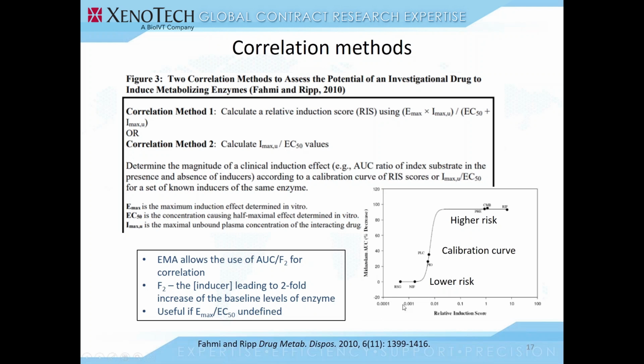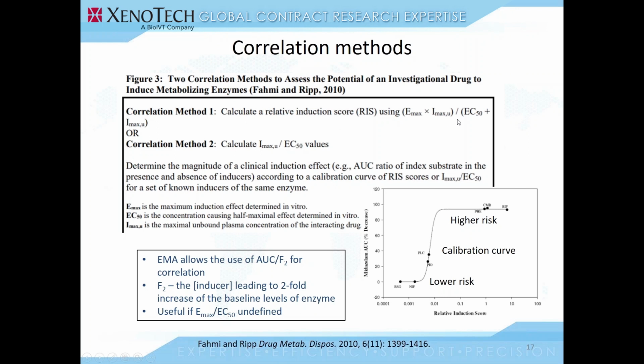And so we have a bunch of known compounds that we calculated the relative induction score for. This is relative induction score for low risk compounds. This is relative induction score for higher risk compounds. Rifampin, that we all know is clinically relevant, is in here. And then you plot your drug on this curve and you go, well, it's down here, so it's not too much of a problem, or it's up here at this high risk, so I really need to be worried about it and do something a little bit more complex. You can also use the slightly simpler approach of Imax over EC50.